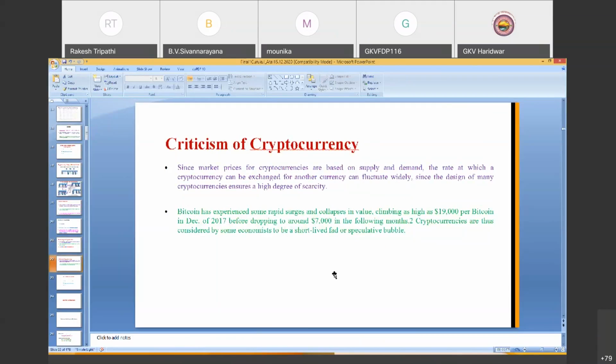The criticism of cryptocurrency is that it has huge volatility in price. You will see the Bitcoin price changes a lot because it is based on demand and supply. The Bitcoin price shifted in December 2017: it was $19,000, and after 1 month it dropped to $7,000. So many economists feel that cryptocurrencies are just a short-lived fad or speculative bubble, and will vanish very soon.